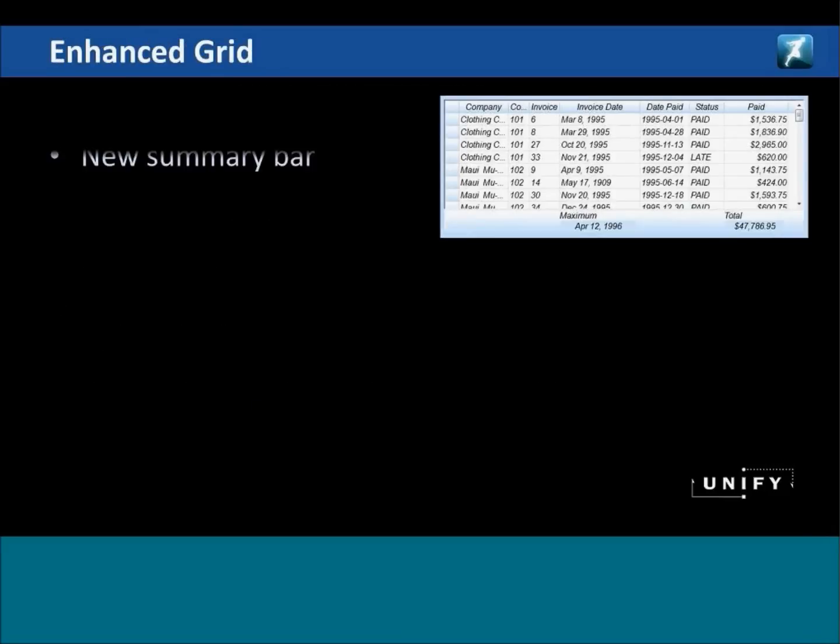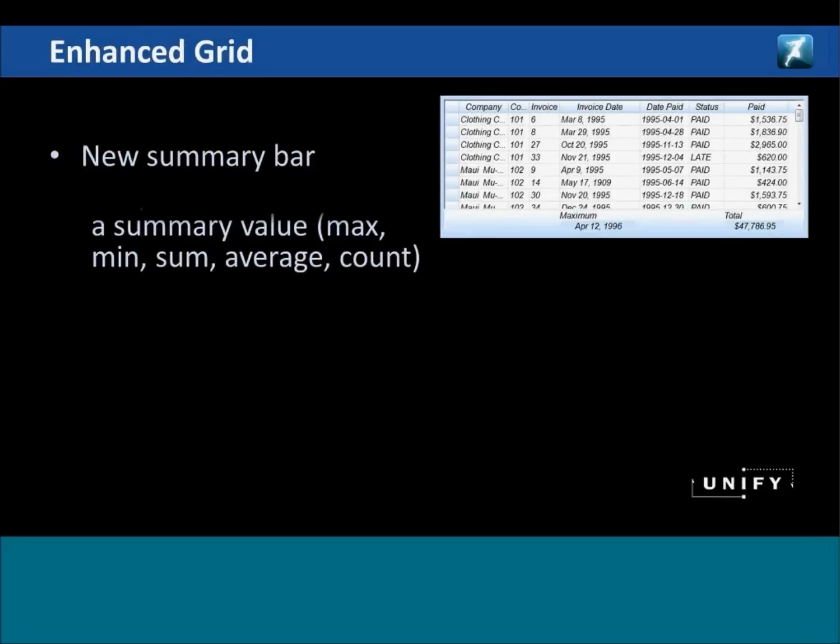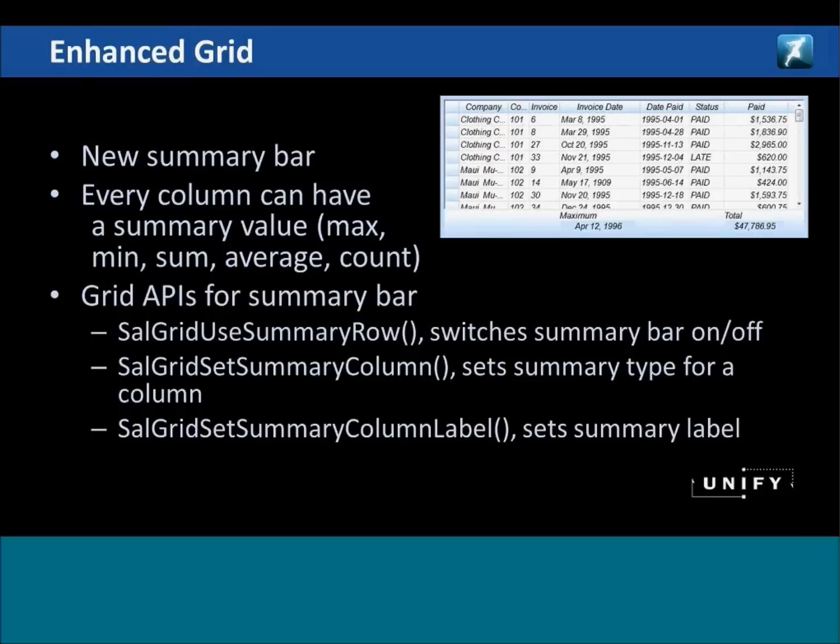The enhanced grid, you get a new grid summary bar. Every column can have a summary value, maximum, minimum, sum, average, count, and it can also have a custom value. And there's a number of functions to make that happen available for you. SAL Grid use summary row, SAL Grid set summary column, SAL Grid set summary column label, and also SAL Grid set summary column value actually.